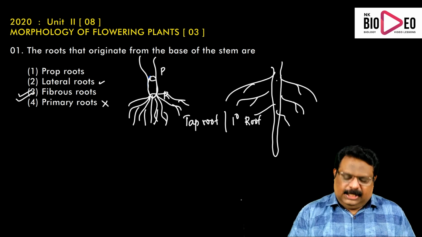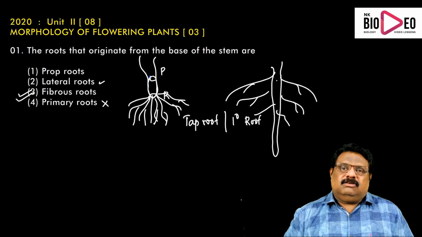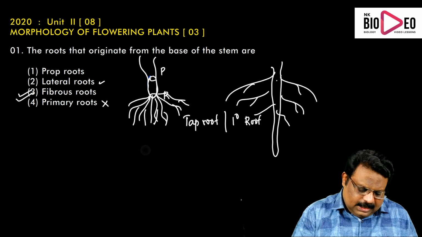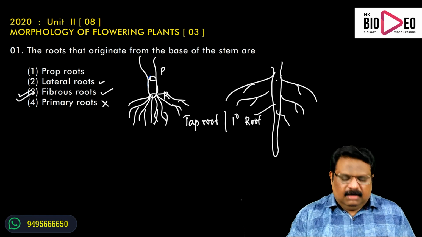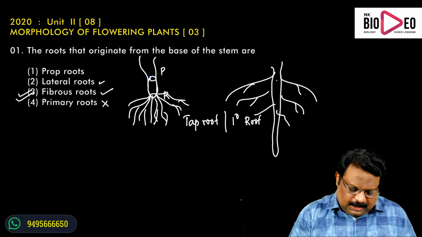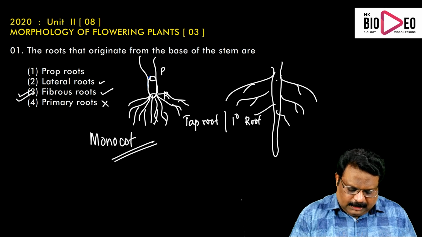Prop root is a modification. The prop root is otherwise called pillar root, as in the case of banyan trees. So here the answer is fibrous root. The roots that originate from the base of the stem are called fibrous roots. And fibrous roots are characteristic of which plants? They are characteristic of monocot plants.